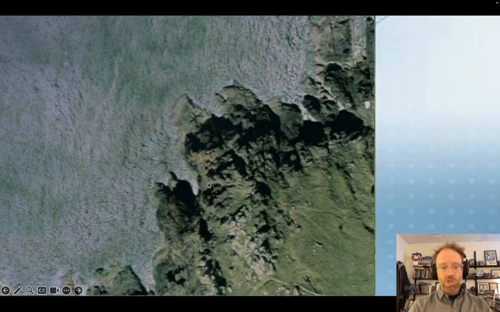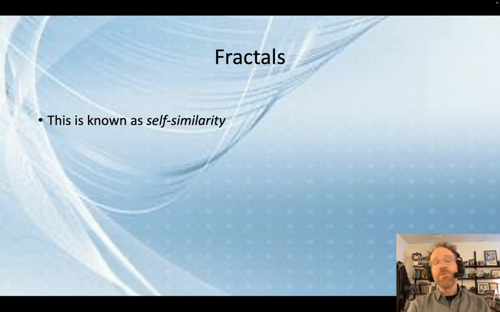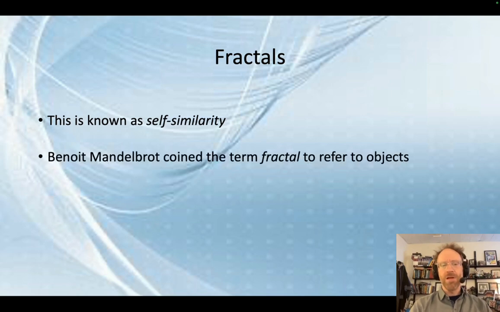And guess what? If I zoom in on this little spot here, I'm going to see more little crinkles and crags going in and out. That's going to cause my length to increase as the ruler gets shorter and shorter. This is known as self-similarity, the idea that we take the whole image and zoom in on it and it still looks the same. That's self-similarity. Benoit Mandelbrot coined the term fractal to refer to such objects.